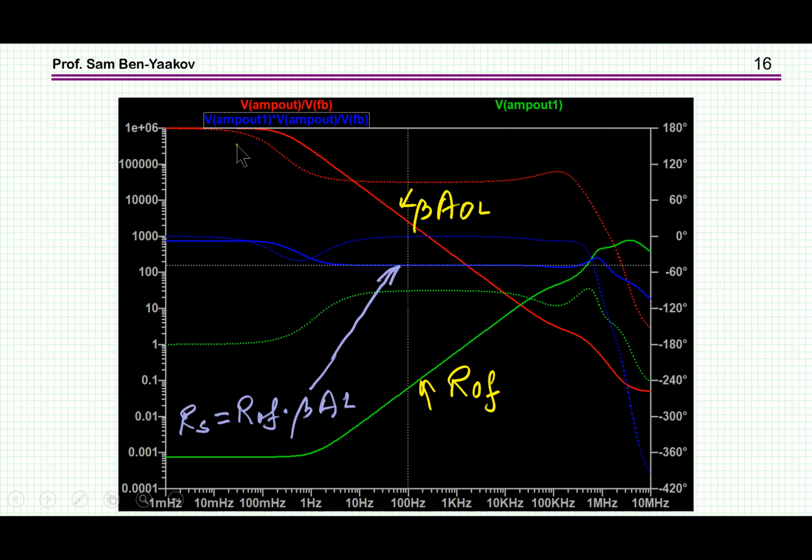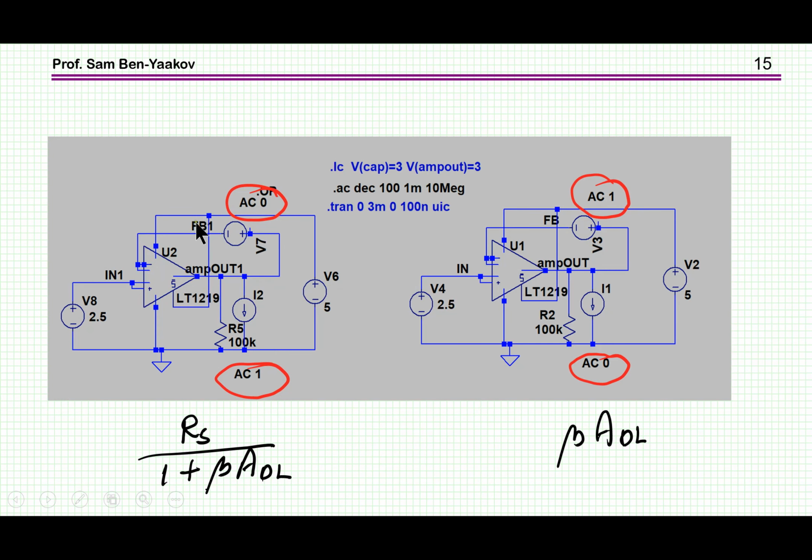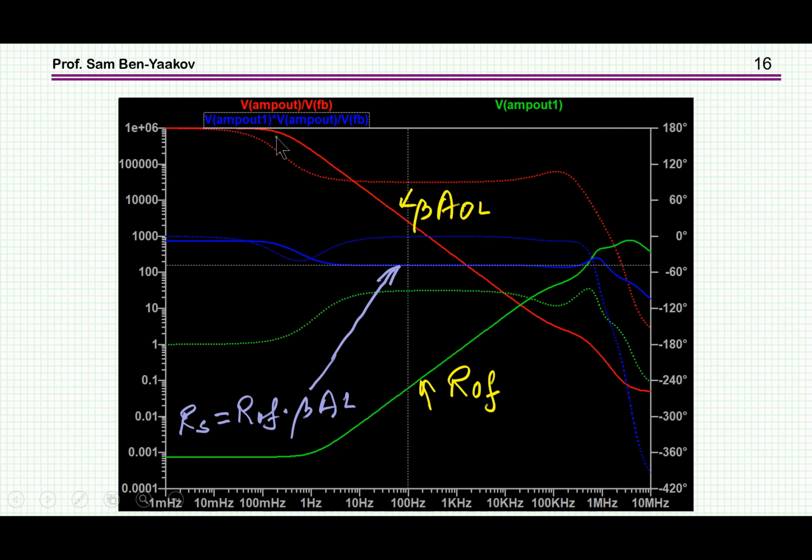Here is beta A open loop. Now this is feedback of 1. So basically beta A open loop is the A open loop of the amplifier, because beta is equal to 1 here. So this is now beta A open loop. This is what I measure by simulation, the output impedance. Well, you can see very nicely that when beta A open loop is large, then the output impedance is very, very small, because it's 1 over beta A. And then goes up. As beta A open loop goes down, the R out F goes up.